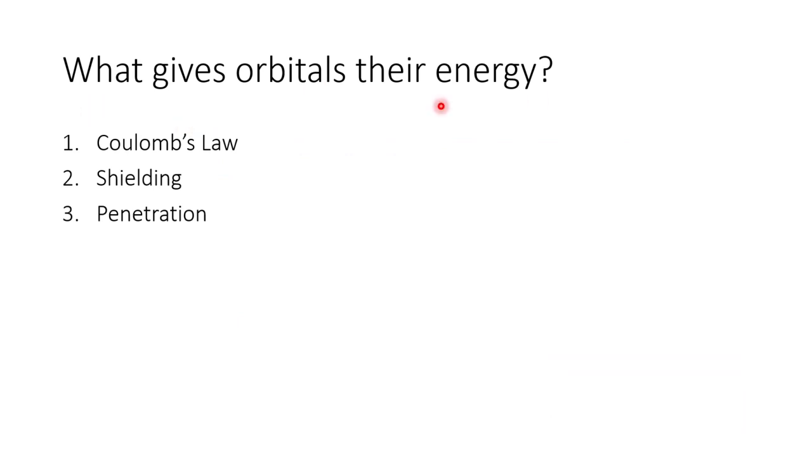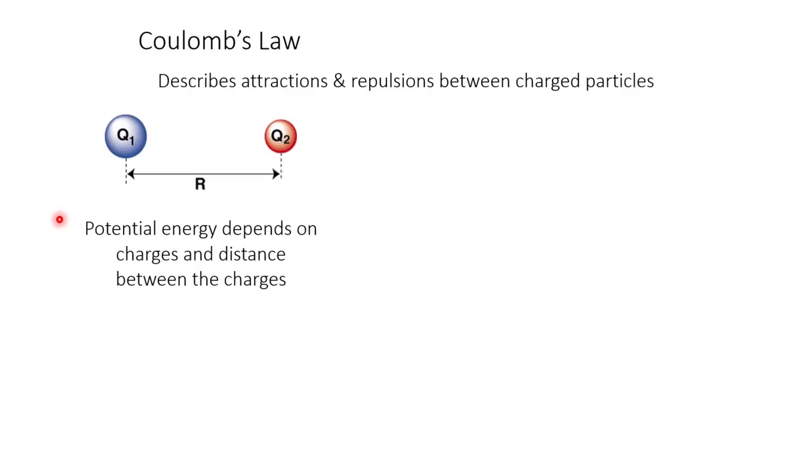So what gives the energy to these orbitals? Well, there are three rules, really, or three features: Coulomb's law, shielding, and penetration. Coulomb's law describes the attractions and repulsions between charged particles. So the potential energy depends on the charges and the distance.